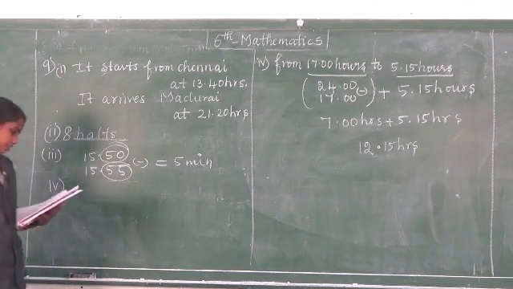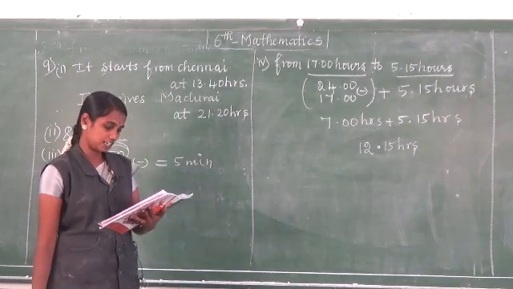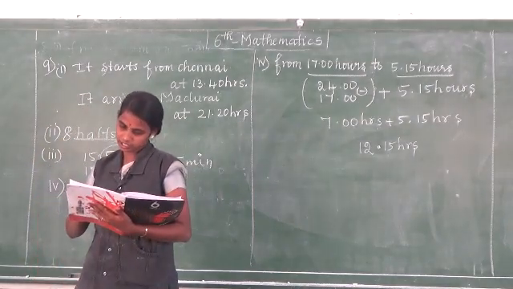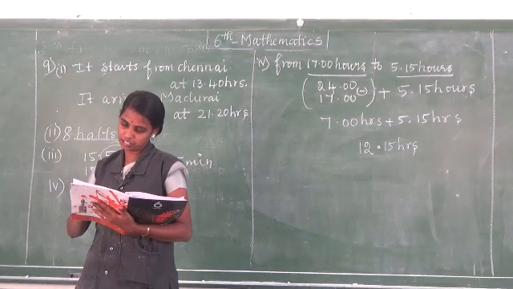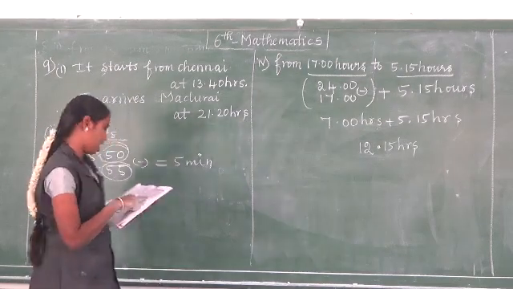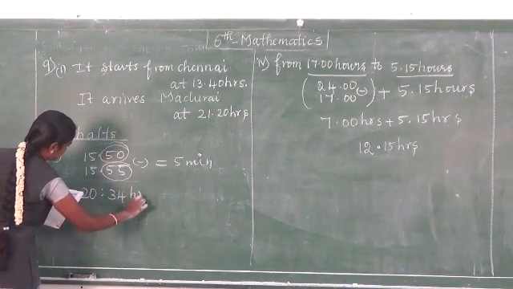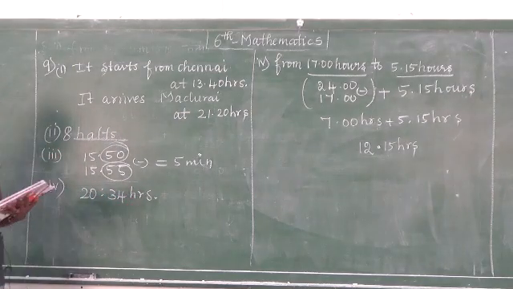Option 4. At what time does the train come to Solavaram? Okay, listen. Arrival you have to see. 20 hours 34 minutes. Okay, 20 hours 34 minutes.